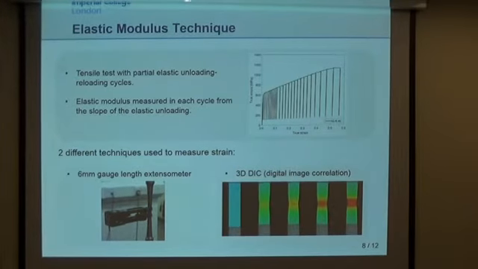To measure the strain in the sample, 2 different techniques can be used. The basic technique is the small extensometer, which is placed in my gauge section, and the alternative is 3D DIC as a non-contact alternative to measure strains.